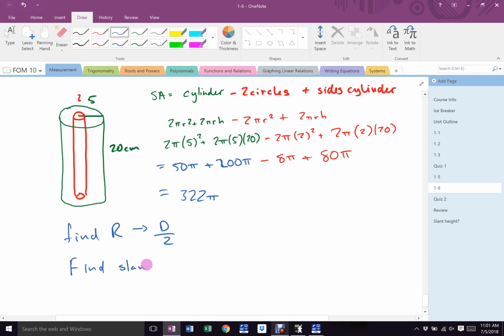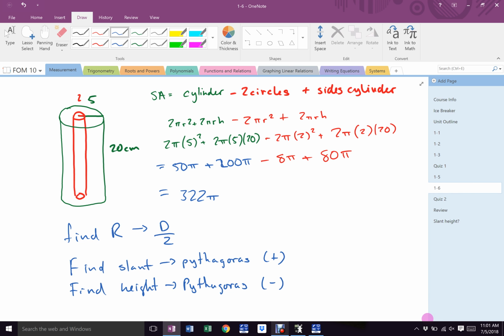slant. What's that? What do I use? Pythagoras. If I need the slant, is it Pythagoras addition or Pythagoras subtraction? It's the addition version. What if I have to find the height? Then it's still Pythagoras, but which is it? It's the subtraction version. Okay?